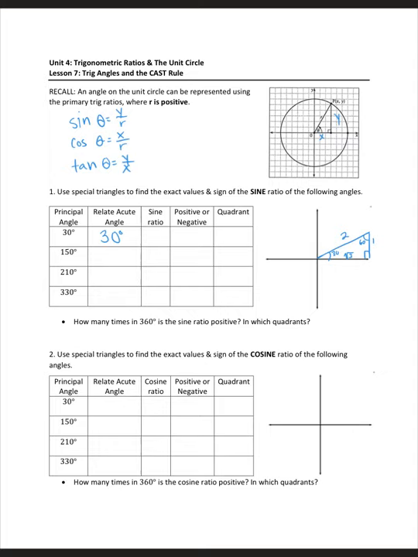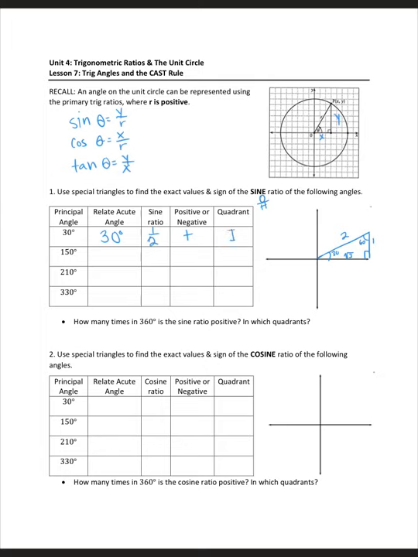The sine ratio of 30 would be my opposite. Remember, sine is opposite over hypotenuse. So my opposite side is 1. My hypotenuse is 2. Is it positive or negative in this quadrant? Well, it's a positive 1/2, so it's positive. And which quadrant are we in? We are in quadrant 1.